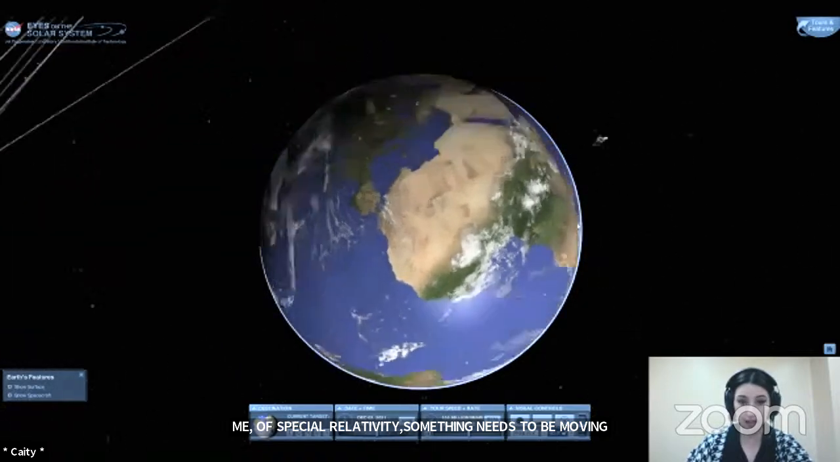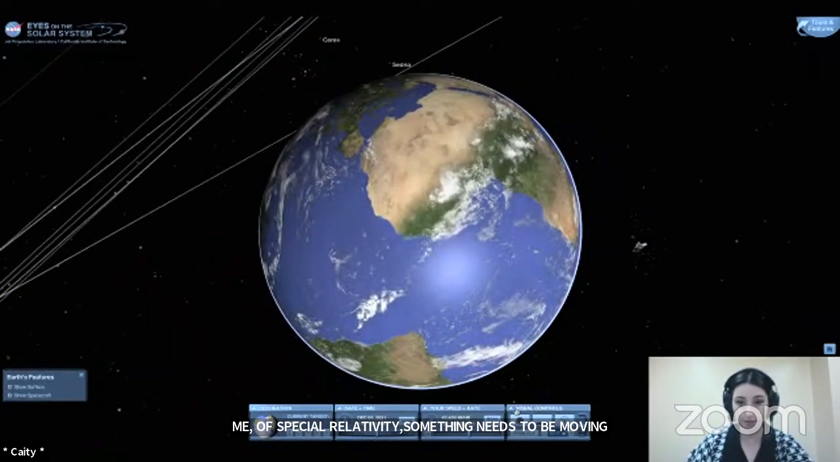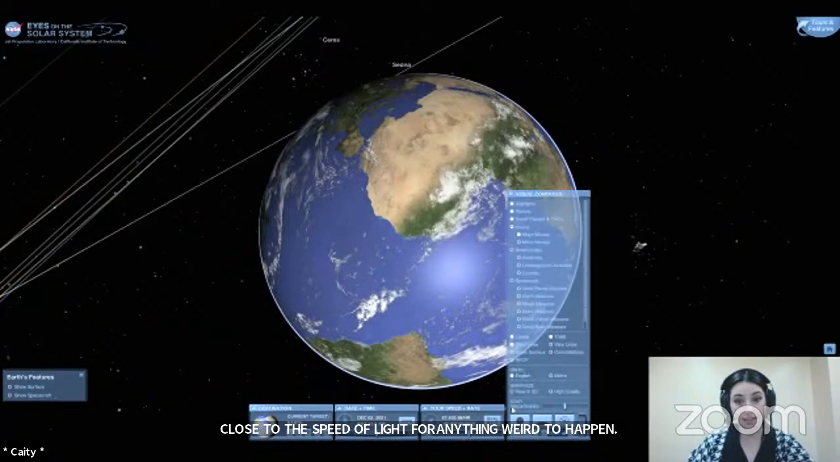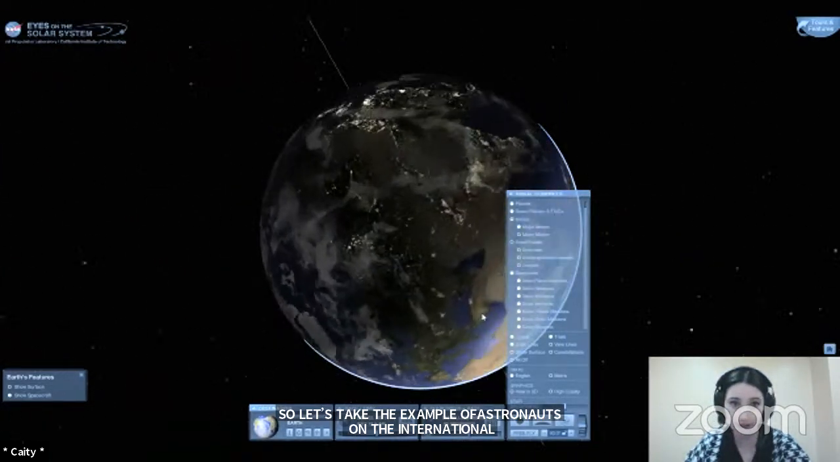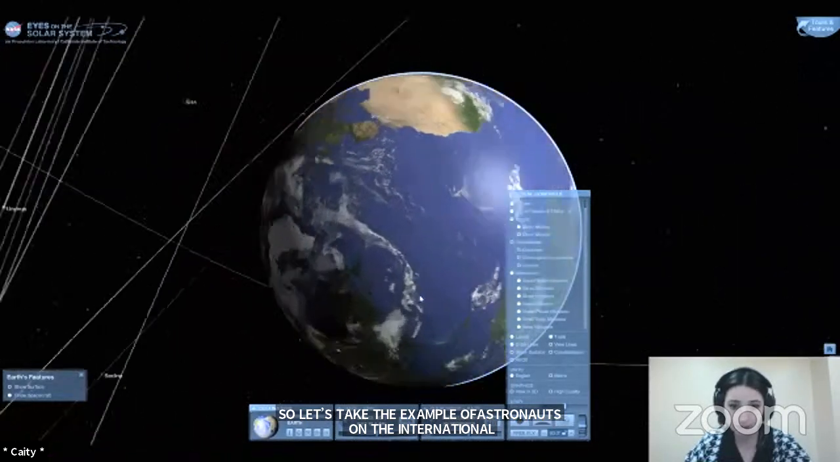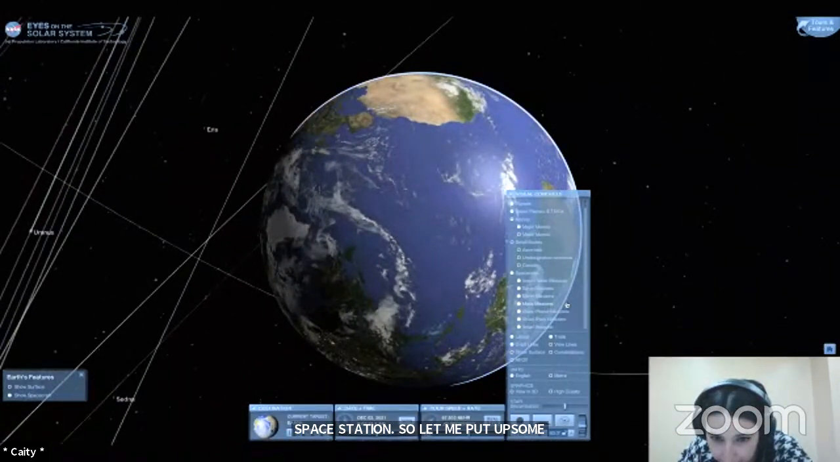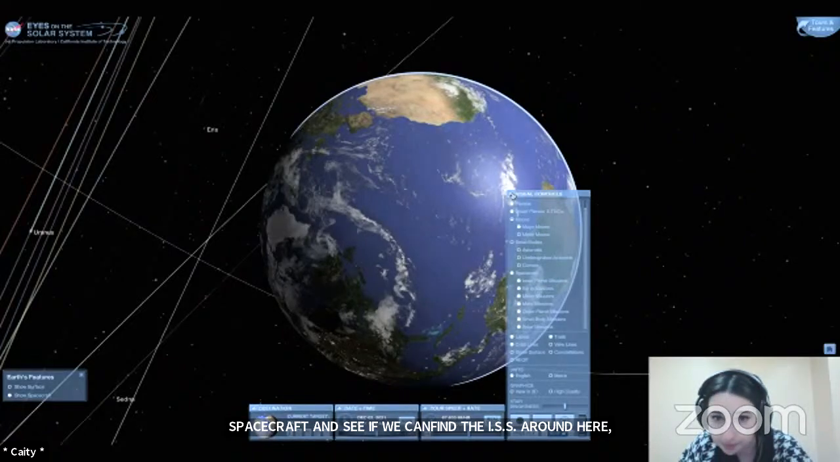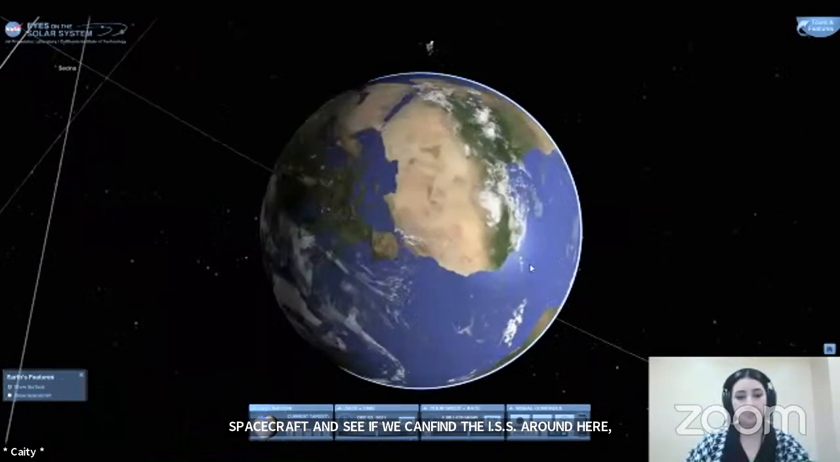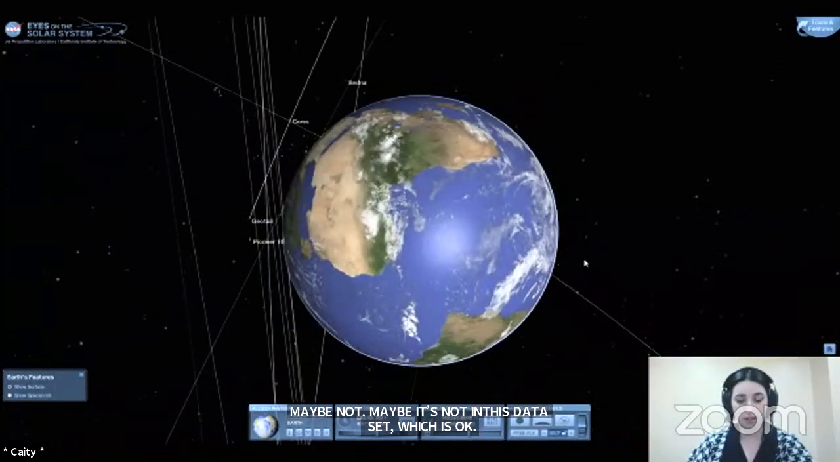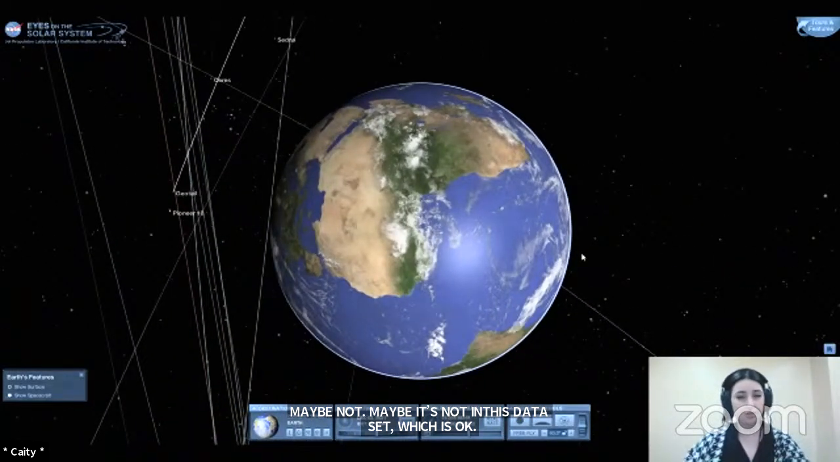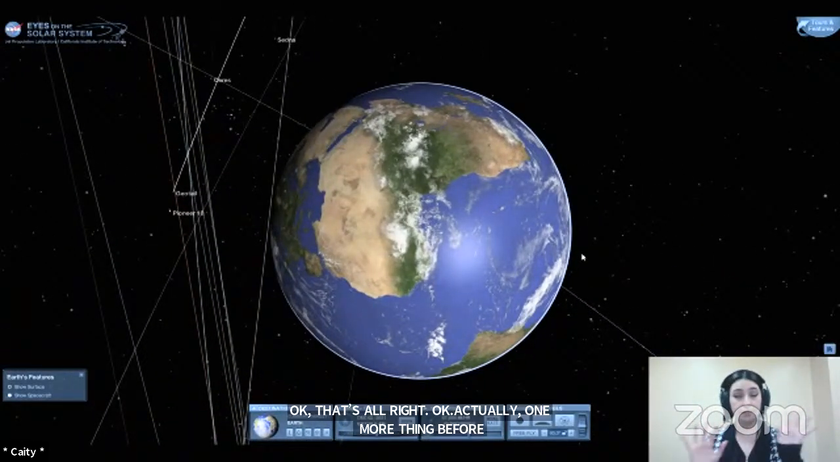So let's take the example of astronauts on the International Space Station. Let me put up some spacecraft and see if we can find the ISS around here. Maybe not. Maybe it's not in this data set, which is okay. Okay, actually one more thing before I give this example of the astronauts on the ISS, just to help clarify what the concepts we're going to be talking about are.